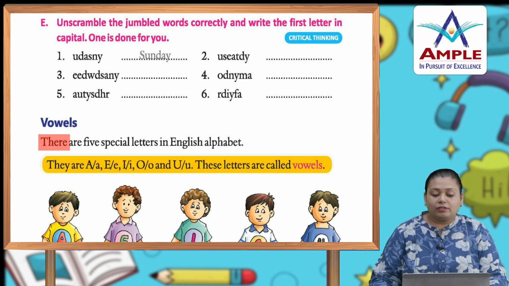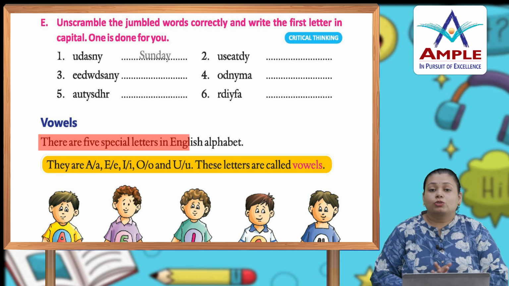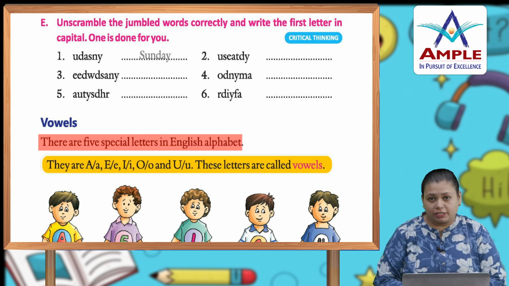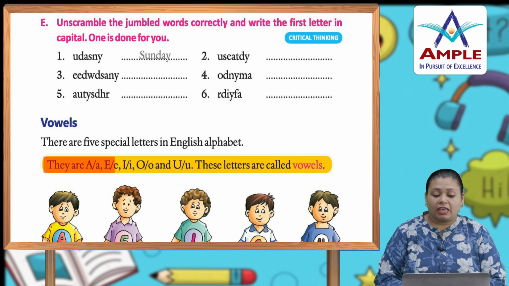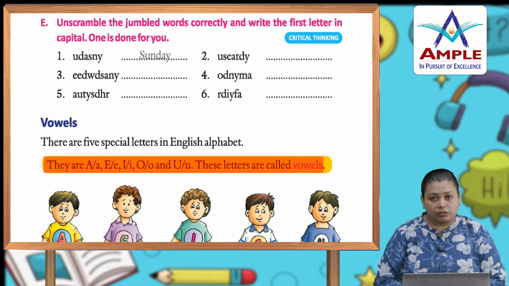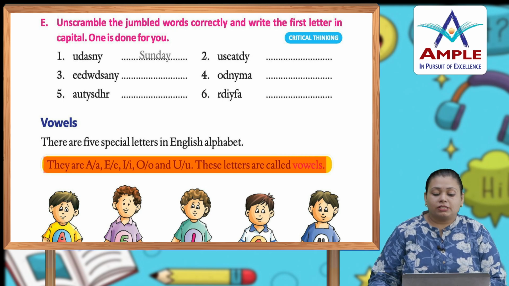Vowels. There are 5 special letters in the English alphabet. What are they? They are A, E, I, O and U. These letters are called vowels. Okay. So as you can see on the screen, A, E, I, O, U. These are the special letters of the English alphabet.